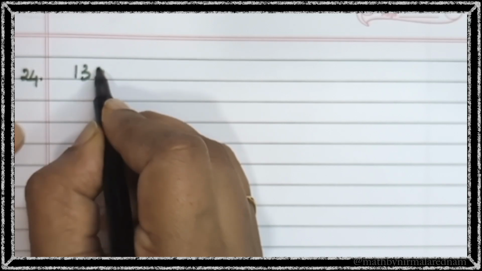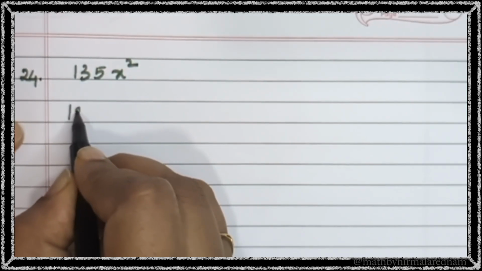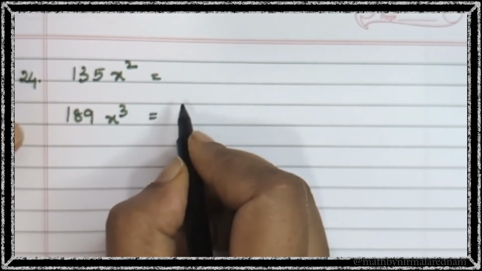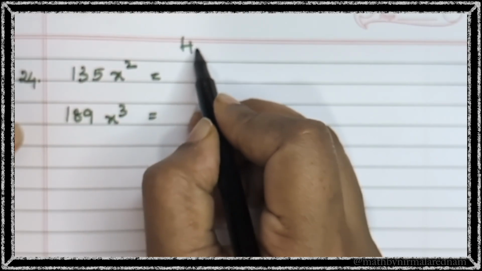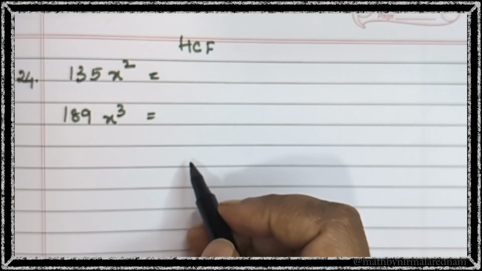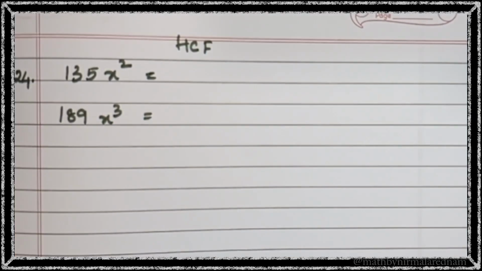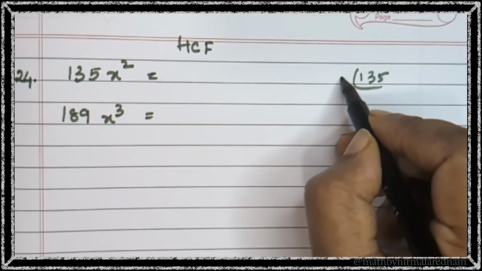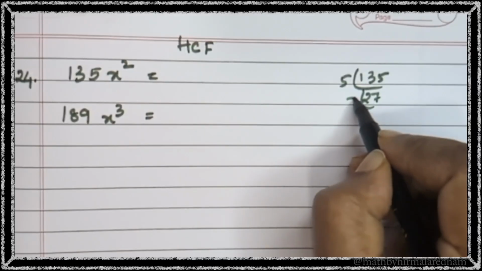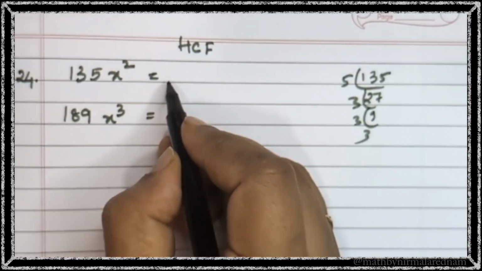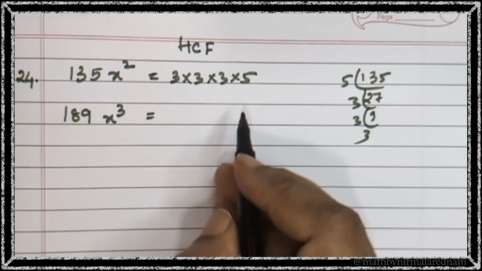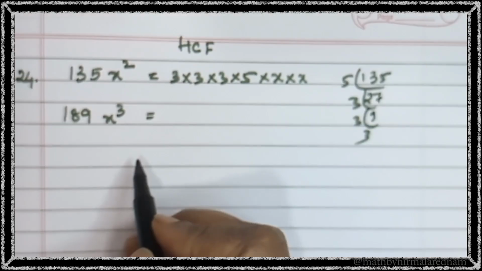135x square and 189x cube. Alright. So because we have to find the HCF, which is highest common factor, we need to first factorize these two. Let us use prime factorization. Now for 135, if you do the prime factorization, you're going to get 3 into 3 into 3 into 5, right? And there are 2x, so x into x, okay?